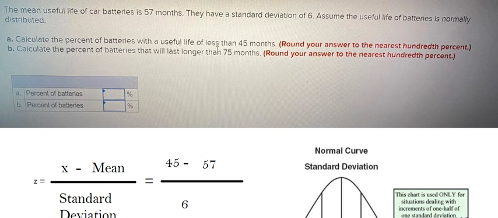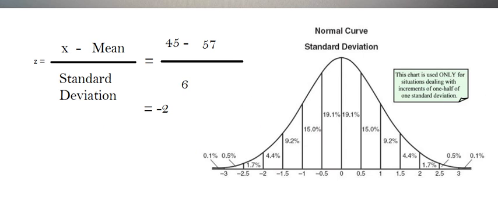And the question asks for less than 45 months. This means that from the minus 2 we go in this direction, because less than 45 months, so we just calculate the percentage in here.